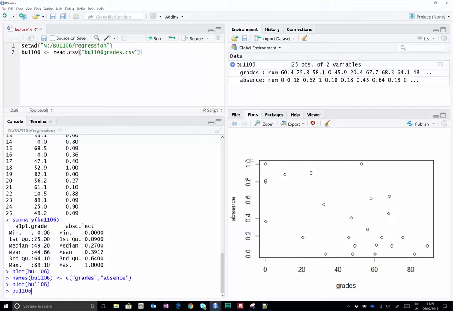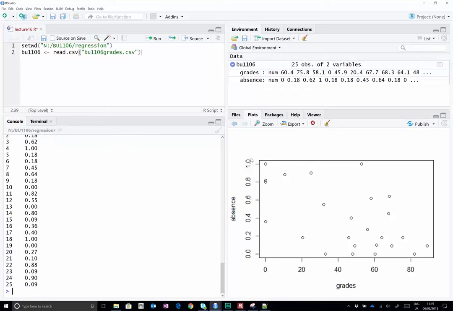BU1106. Now, which kind of brackets do I need? The square ones. Okay, yeah. BU1106 with 2 gives me the second column. So the new second column should be the old second column times 100.